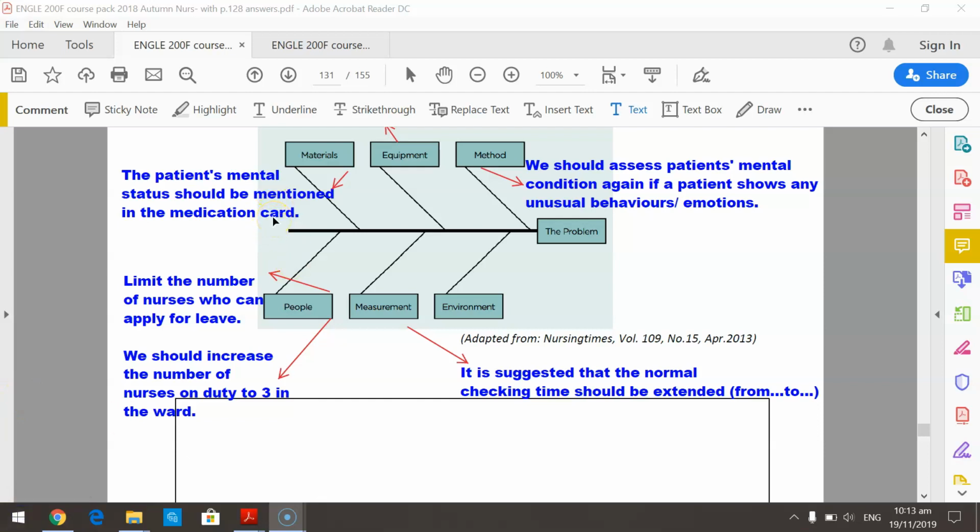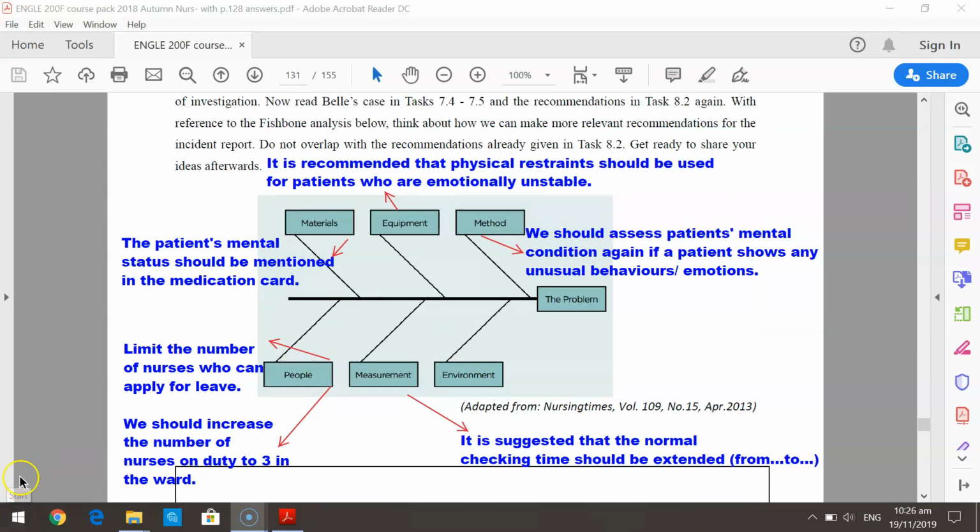Regarding materials, the patient's mental status was not mentioned in his medication card. So you could come up with a point like this: the patient's mental status should be mentioned in the medication card. Regarding equipment, since the patient has some emotional problem, you might say physical restraints should be used for patients who are emotionally unstable. Method refers to the way in which a patient is handled or in which an operation is performed. So you might say, we should assess a patient's mental condition if a patient shows any unusual behaviors or emotions in the future.